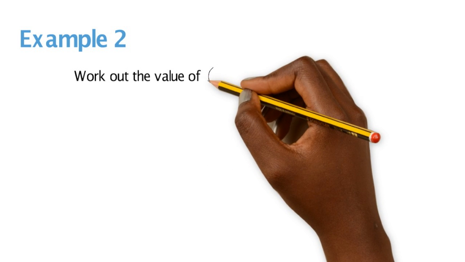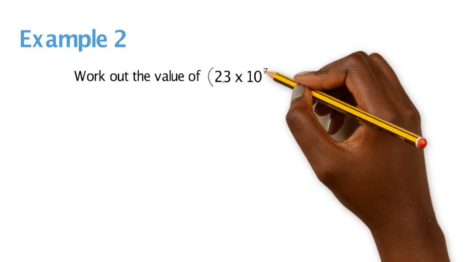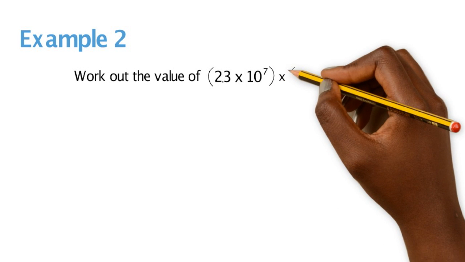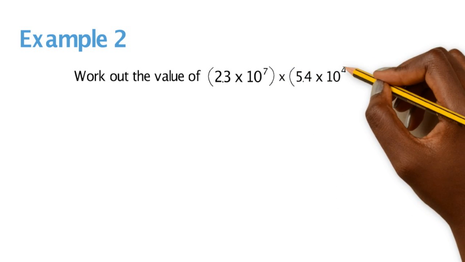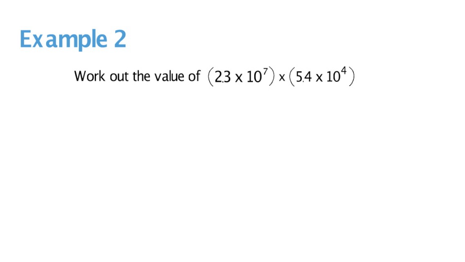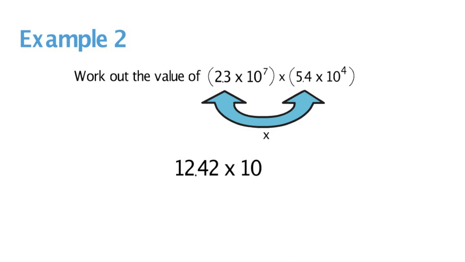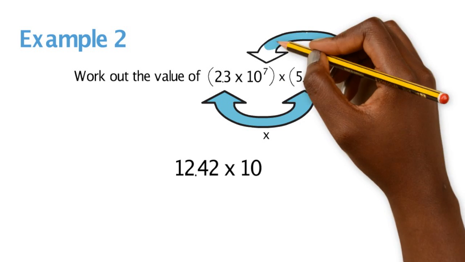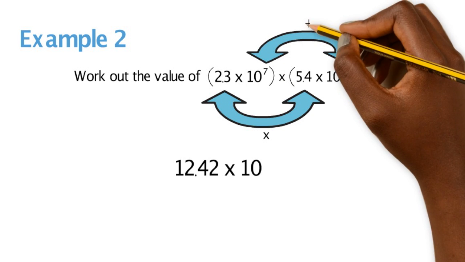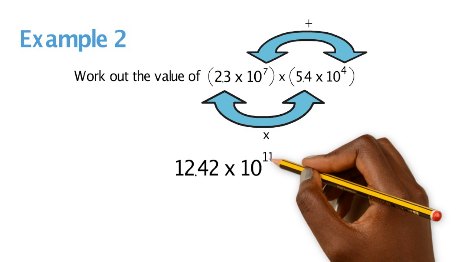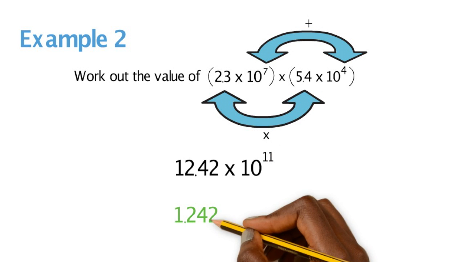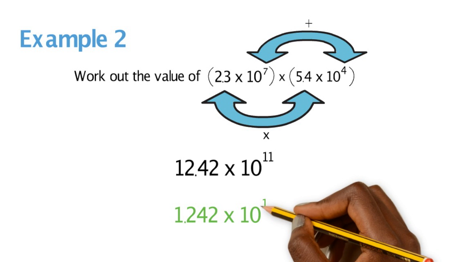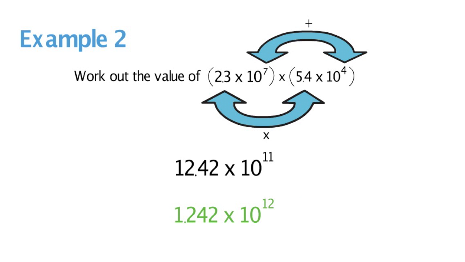Example 2. So if it says work out the value of 2.3 times 10 to the 7 multiplied by 5.4 times 10 to the 4, again, because you're dealing with decimals, you'd probably use your calculator. So if we multiplied those two numbers together, you'd end up with 12.42, and then you've got your times 10. And again, multiplying, you add the powers together. So that would give you a power of 11. But because 12.42 is not within that range, it would change to 1.242 and times 10 to the 12.